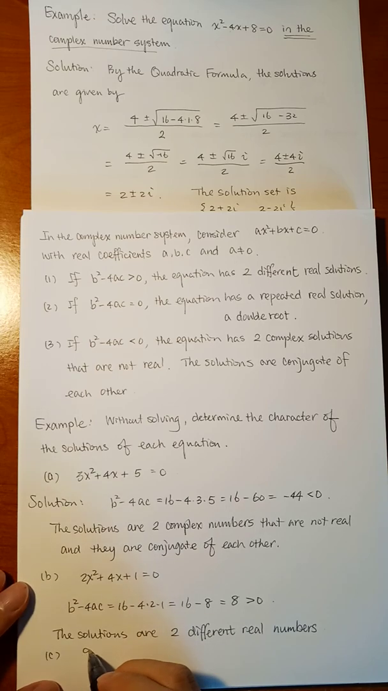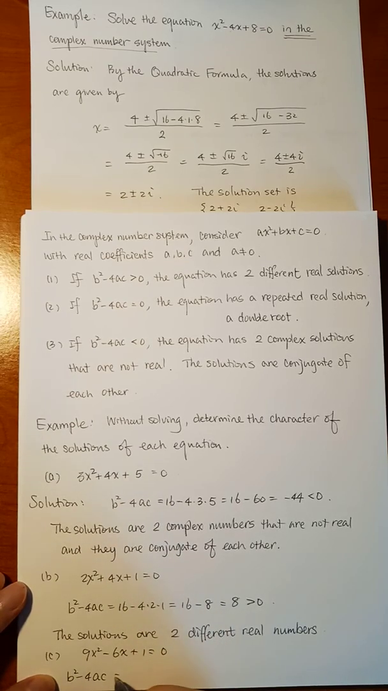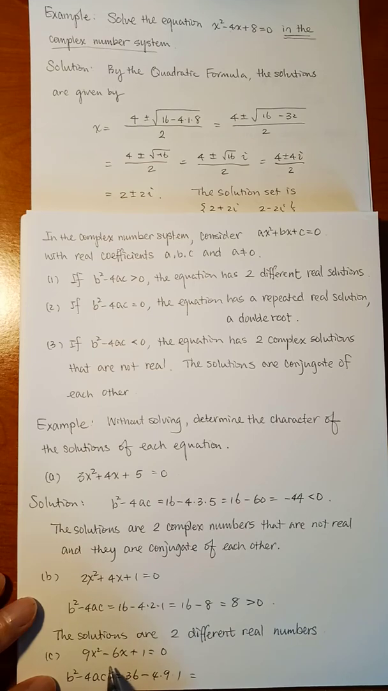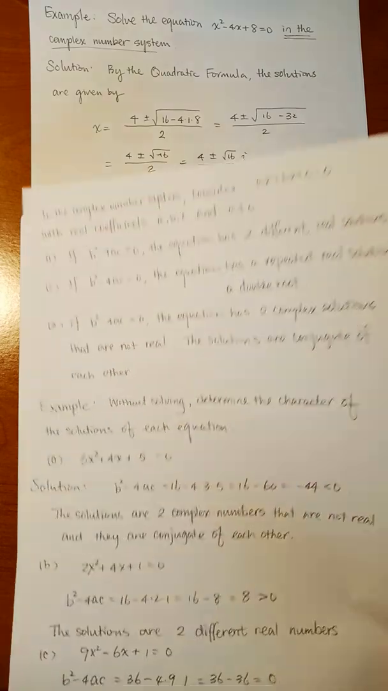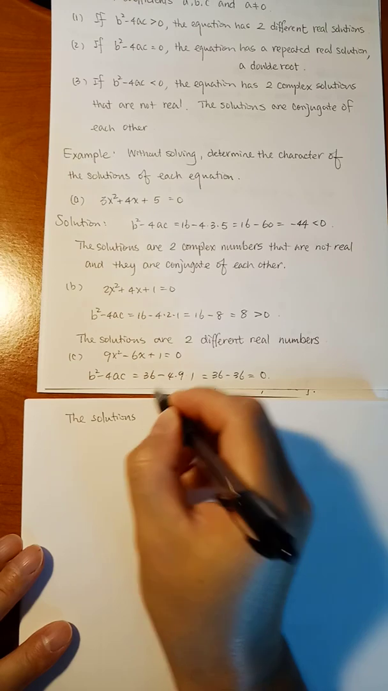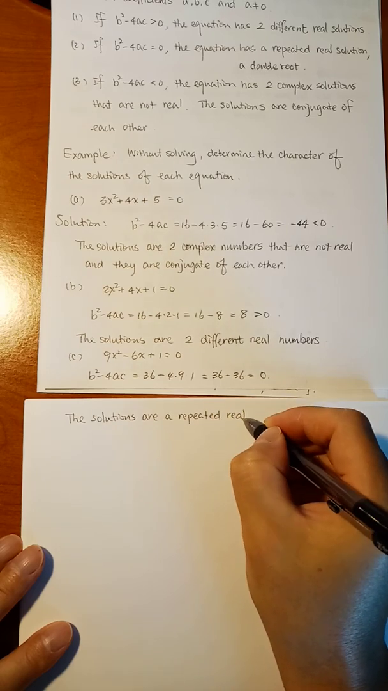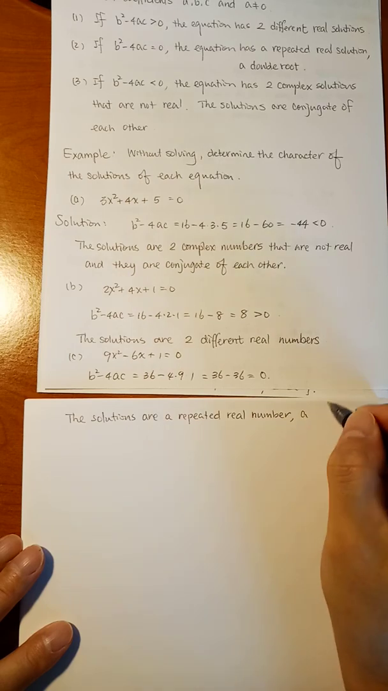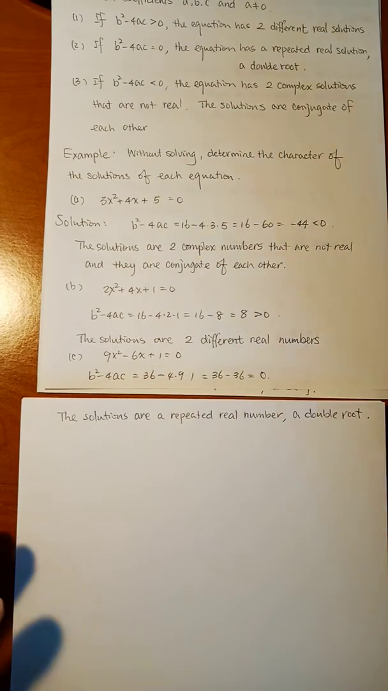And C is 9x squared minus 6x plus 1 equal to 0. Then we say b squared minus 4ac. Here b is negative 6, so negative 6 squared is 36, minus 4ac, 36, so 36 minus 36 is 0. You have 0 discriminant, then the solutions are a repeated real number, a double root. Okay? So that's the character of the solutions.